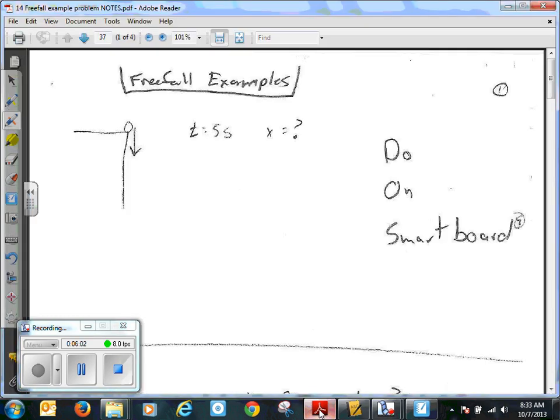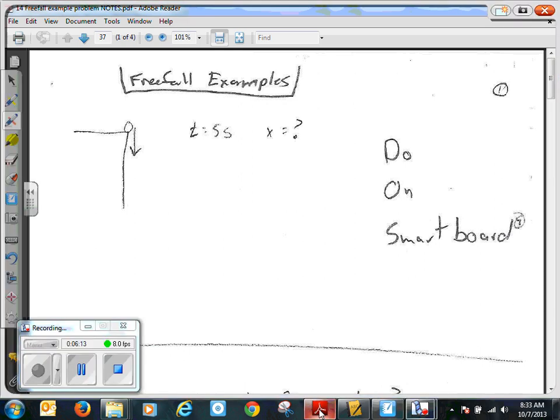Free fall examples. Okay, so I'm falling off the edge of a cliff. 5 seconds is the time. My displacement is what I'm wondering about. Okay, so in order for you guys to get help from me, what do you need? You need your formulas, right?